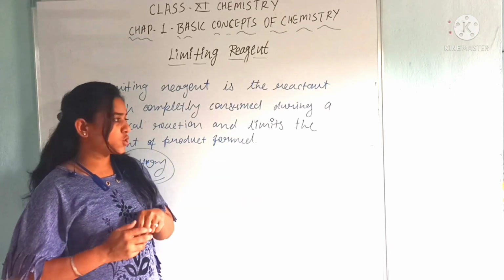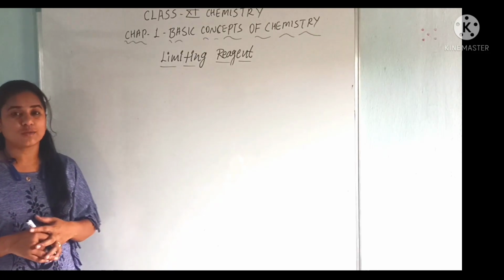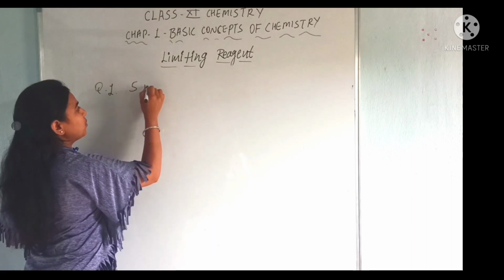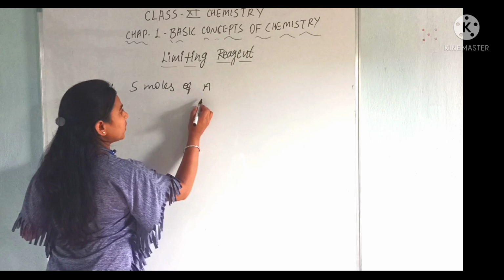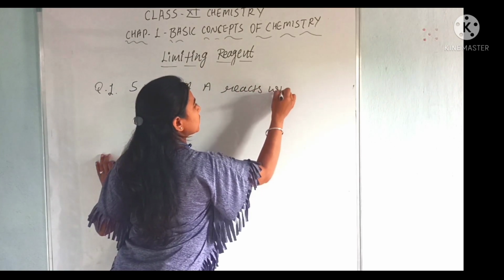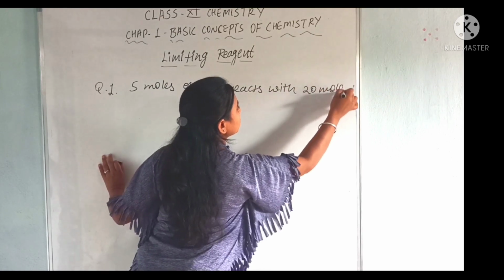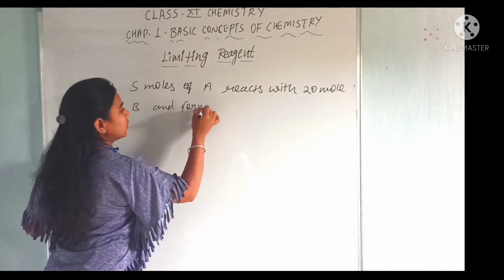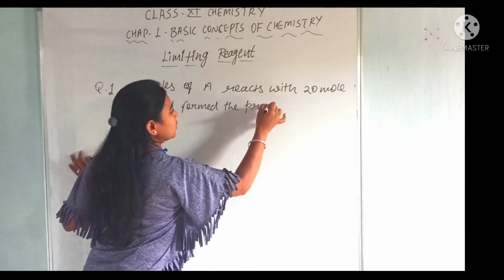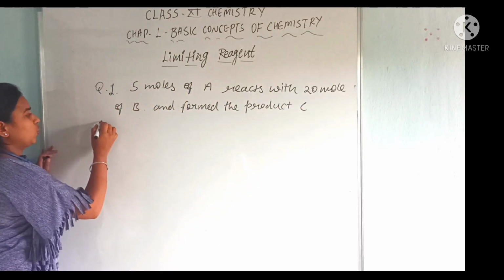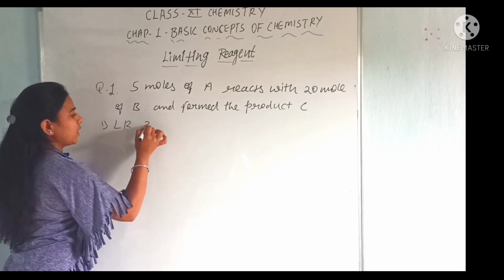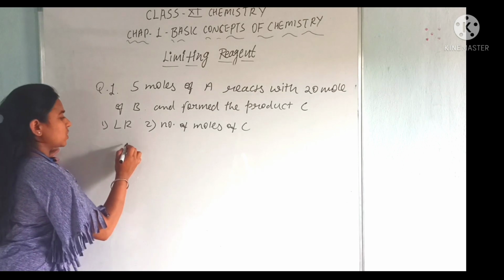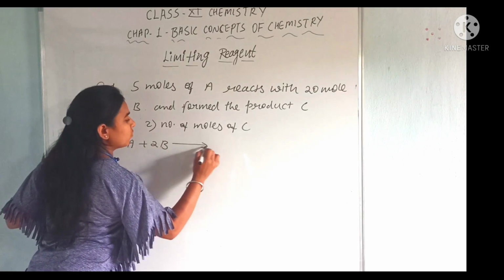Now let's come to the questions and see how to solve problems related to the limiting reagent. Question number 1. 5 moles of A reacts with 20 moles of B and forms the product C. What we have to find out is the limiting reagent and the number of moles of C. So let's see the reaction: A plus 2B forms C.